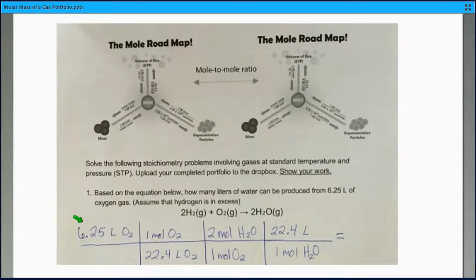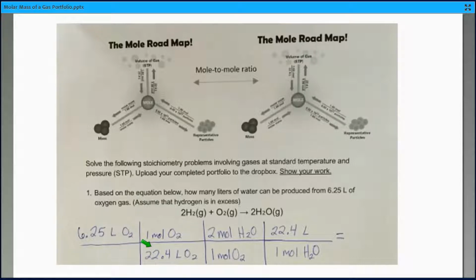Starting with 6.25 liters of gas, my first step is going to be to convert to moles of oxygen gas. So liters is going to cancel out on the bottom. That's why I have 22.4 liters down here. Remember that came from my mole roadmap. Over 1 mole. 1 mole of oxygen gas will occupy 22.4 liters.